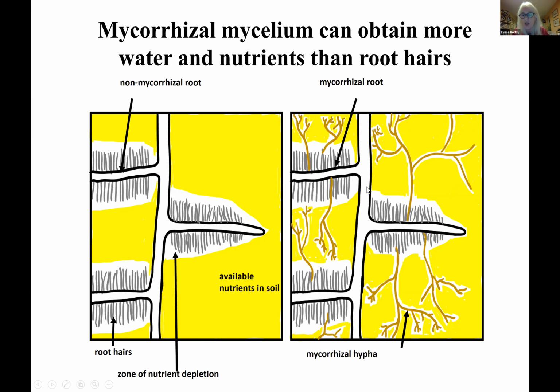But look at the situation where there's a mycorrhizal mycelium. The hyphae extend well beyond this zone of depletion into other regions of the soil, and indeed can get nutrients from everywhere. So that's why they work so well. They're much finer than root hairs, and they can spread a long way.